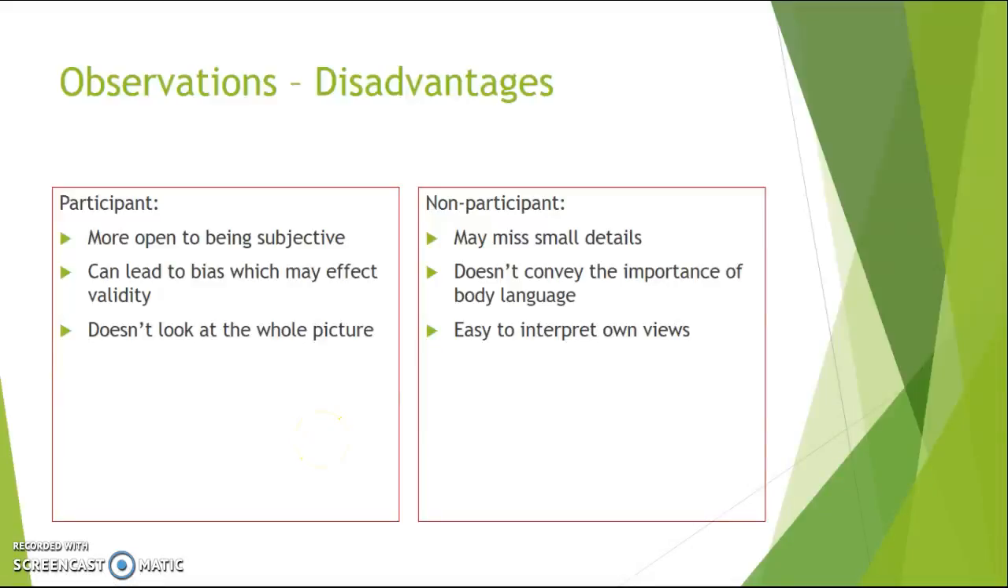And now we're going to look at some disadvantages of the participant and non-participant observations. So for participant, the disadvantage here is that this is far more likely to become subjective, because you're with the participants, you're going to have opinions and thoughts about them, you're going to have some connection to them, and in which case it's much easier to become subjective because of this, and this can lead to bias, which may affect the validity as well.